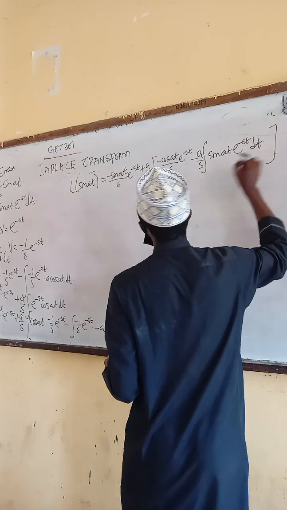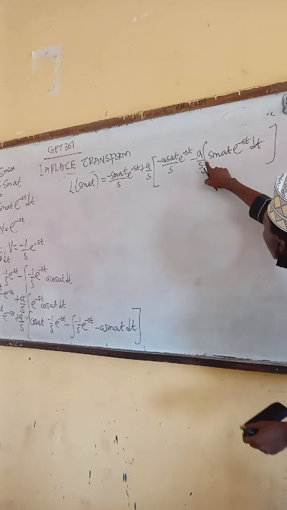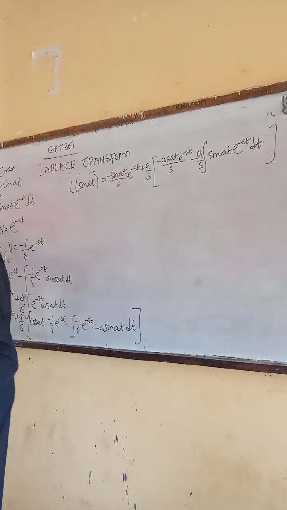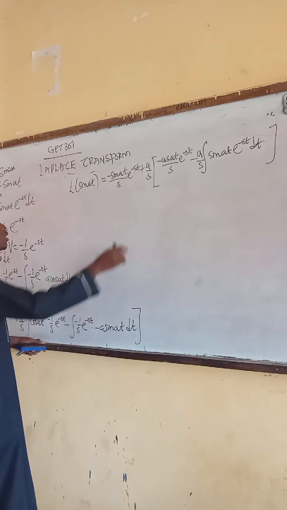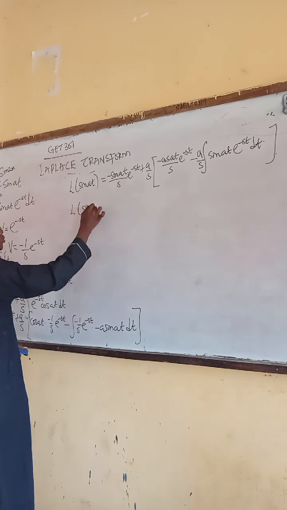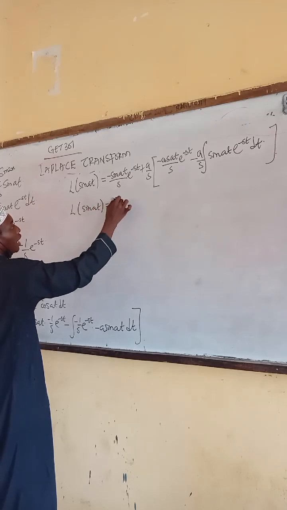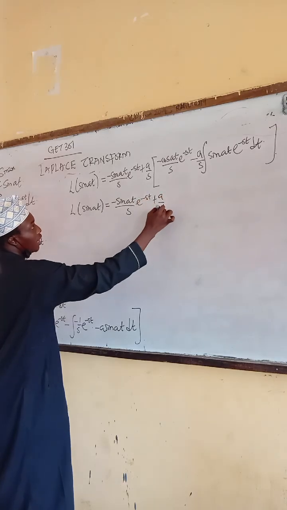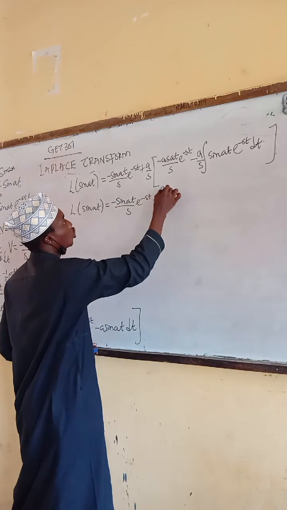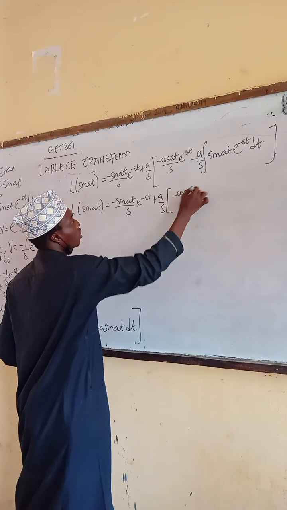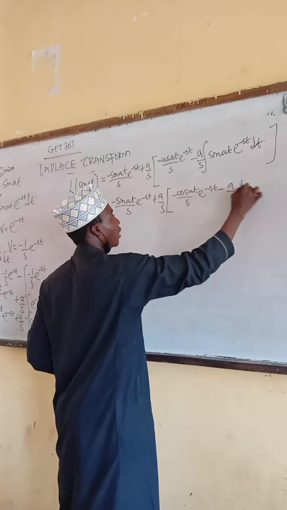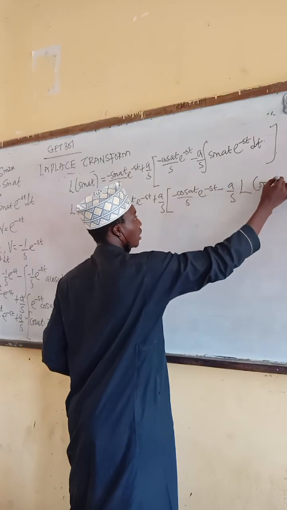Now look at this integration. Integration of sine at exponential minus st dt. What is it from the beginning? Laplace of sine at. So instead of that, I will repeat. Laplace of sine at equals minus sine at over s exponential minus st plus a over s, right? Into minus cos at over s exponential minus st minus a over s Laplace of sine at.